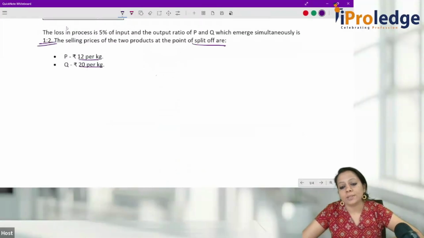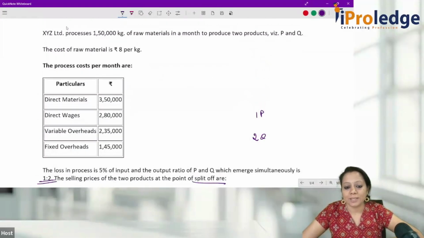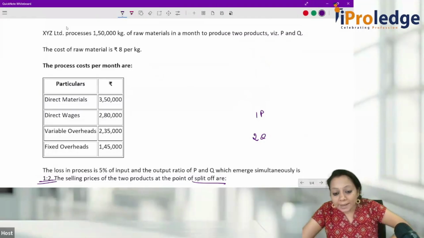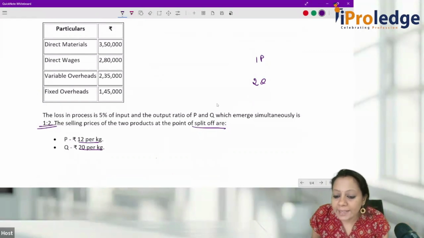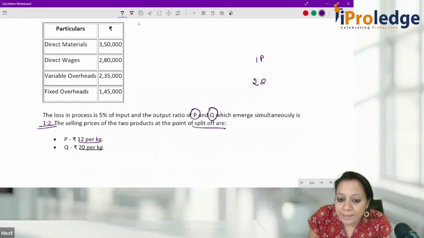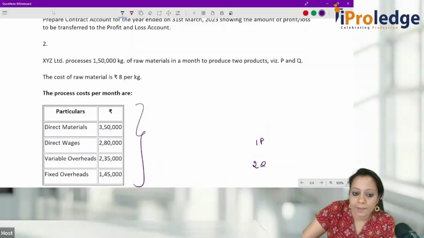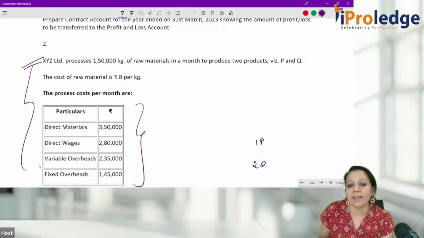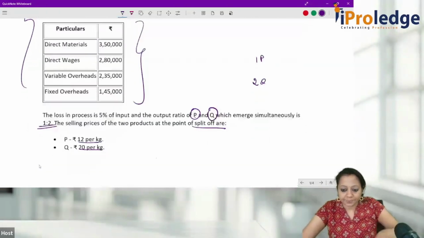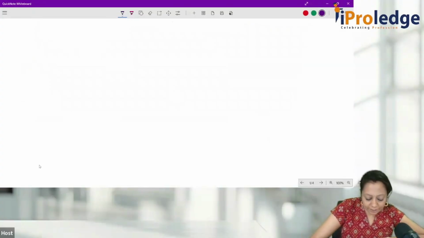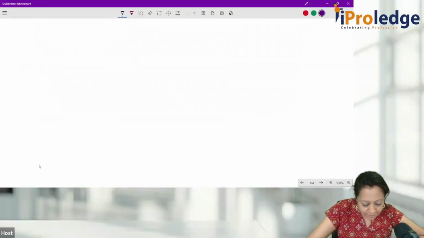Ma'am, they are saying joint cost, but where is the joint cost? They have given all the costs. We have to find out the joint cost, jointly incurred to make the initial products, that is paneer and whey water, which are P and Q. For that, they have spoken about these costs from the beginning. All this we have to consider. I'll also open the question here, so you can also have the question.